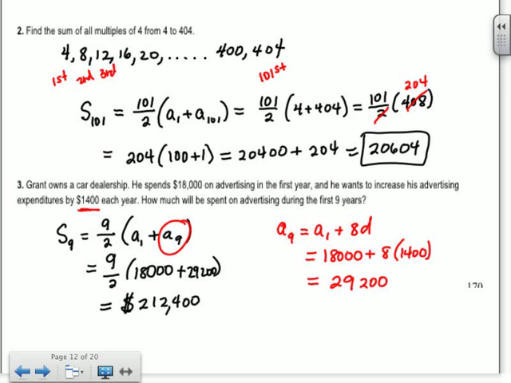Okay. Makes sense? You guys think you're good on this section? Investing, man.